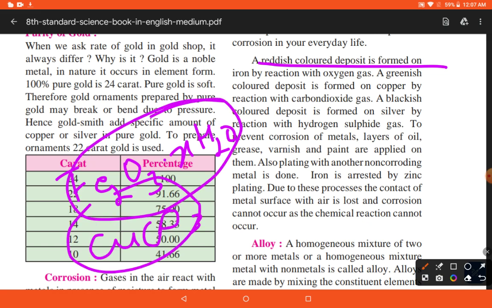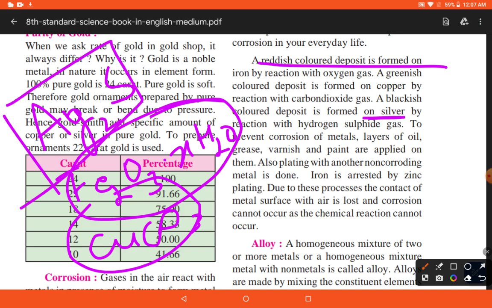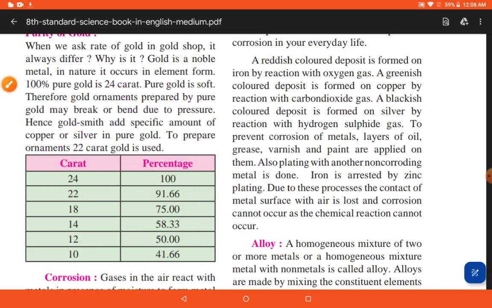And a blackish layer of silver sulfide, Ag2S, is formed on silver. Fe2O3.xH2O is reddish in color. CuCO3 is a greenish deposit. Many methods are used to prevent corrosion, like galvanization, electroplating, and other methods.